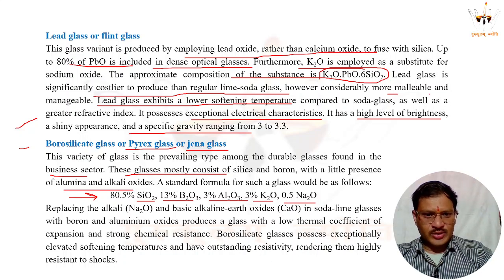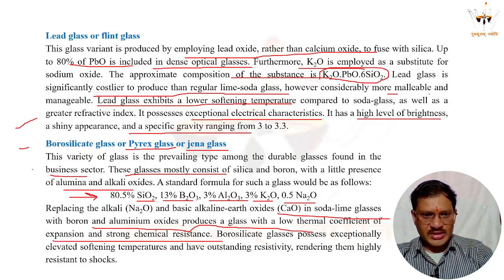Replacing the alkali Na2O and basic alkaline earth oxide CaO in soda lime glasses with boron and aluminum oxide produces glass with a low thermal coefficient of expansion and strong chemical resistivity. And this borosilicate glass has an exceptionally elevated softening temperature and outstanding resistivity, and is more commonly known as Pyrex glass.